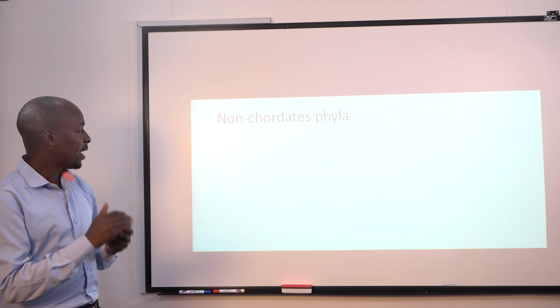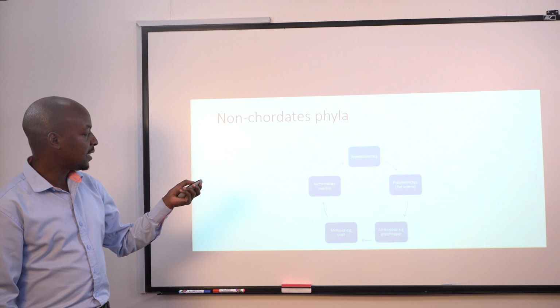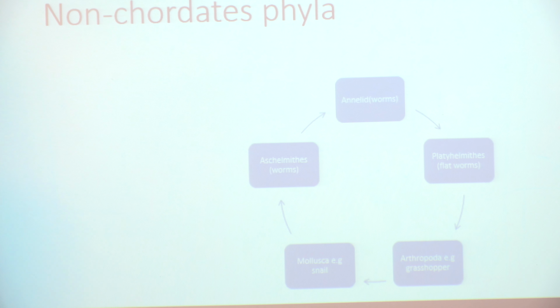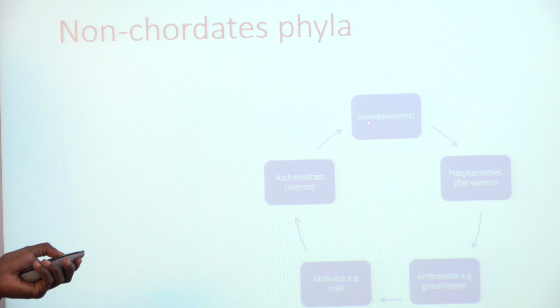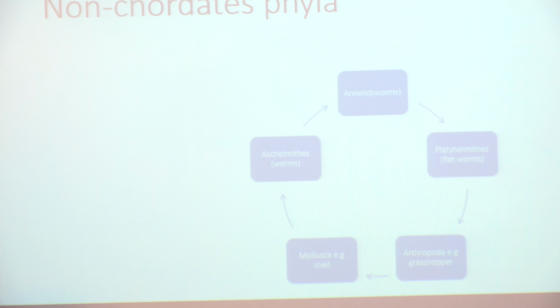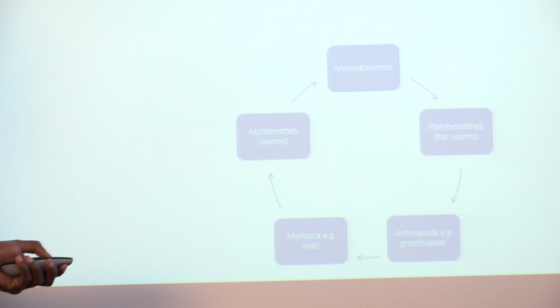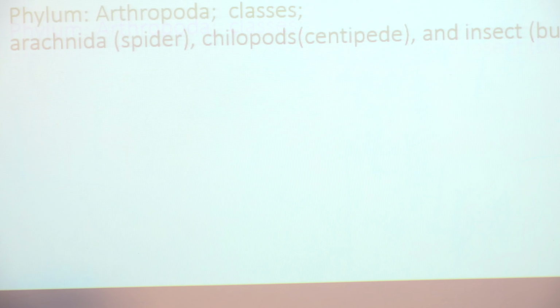Now coming to phylum, in which phylum can we put a housefly? We have Annelida, Nematoda, Platyhelminthes, Mollusca, and Arthropoda as the phyla in non-chordates. But now where can we put a housefly? These three, 1, 2, 3, are worms. And this is where a snail belongs. The snail is put in the phylum Mollusca. Now we see a housefly can be grouped together with a grasshopper. So a housefly is in the phylum Arthropoda.